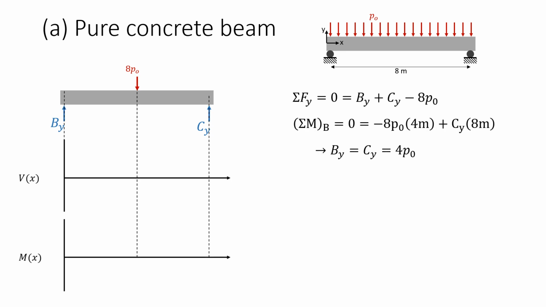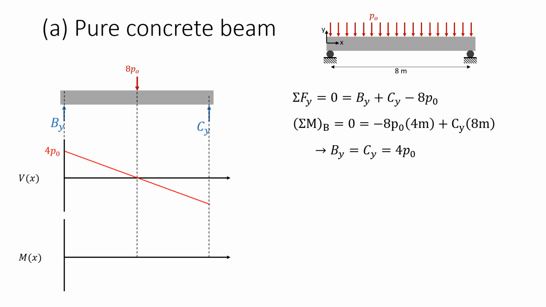Next, we can draw our shear force and bending moment diagrams to understand what's going on along the beam. For the shear force diagram, we're starting at the reaction of 4 p naught, and we have a constant negative distributed load that brings us down to negative 4 p naught at the end of the beam.